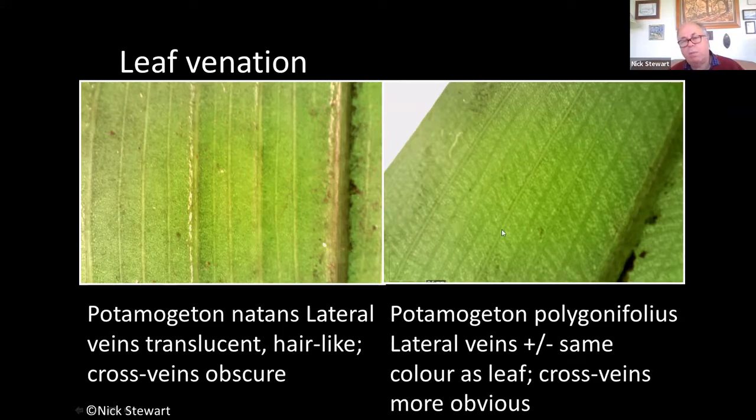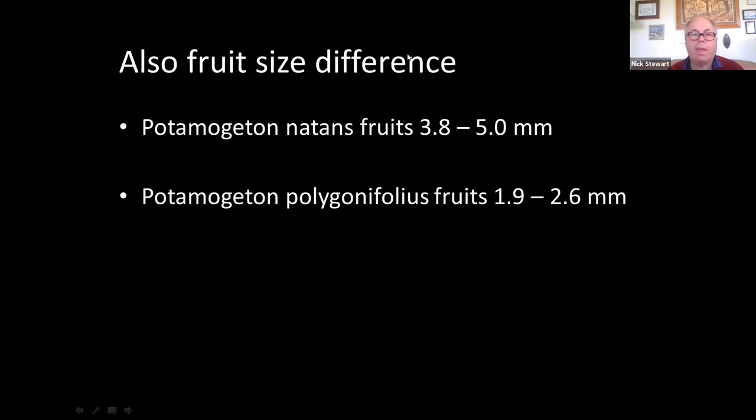Whereas if you look at Potamogeton polygonifolius, the veins, for a start, they tend to be darker than the leaf, or the same color as the rest of the leaf. But the cross veins are much more obvious. So even if you just have one leaf washed up, you can separate the two. If you have fruits, then there's also quite a size difference in the fruits, but normally you don't need that because the other characters that we've discussed are usually quite easy to separate them.